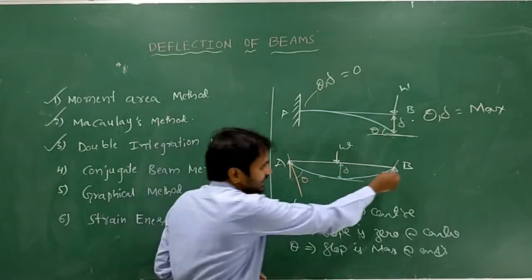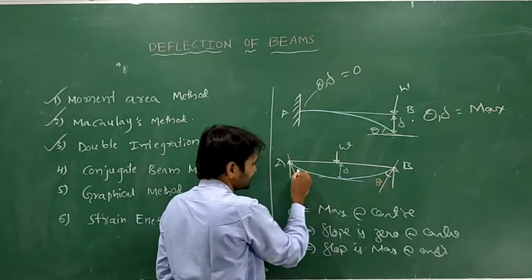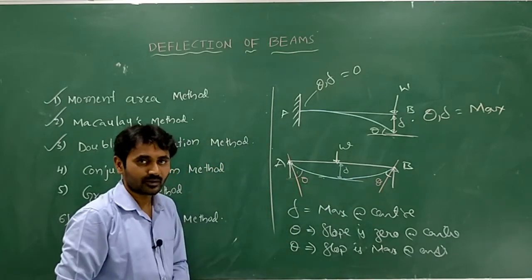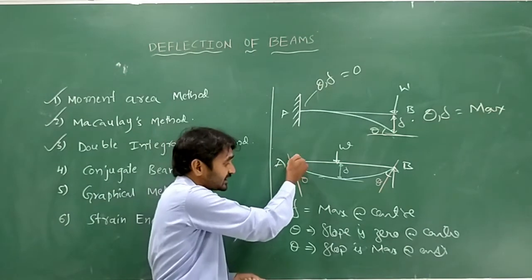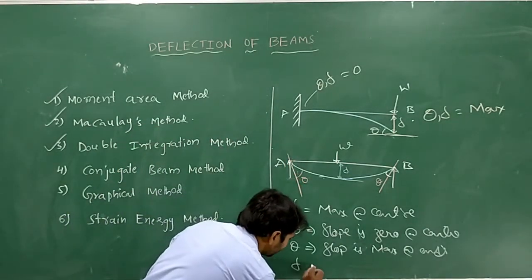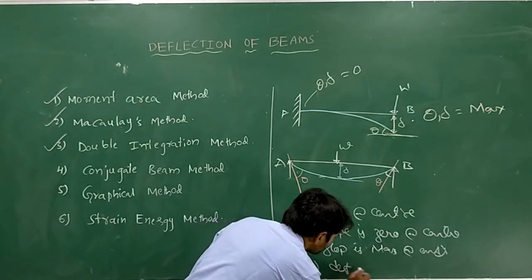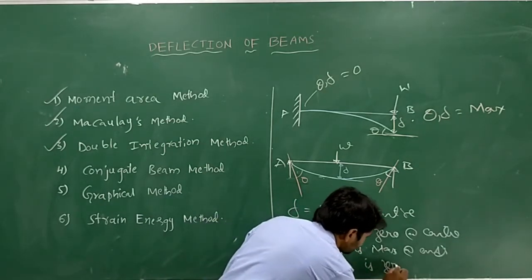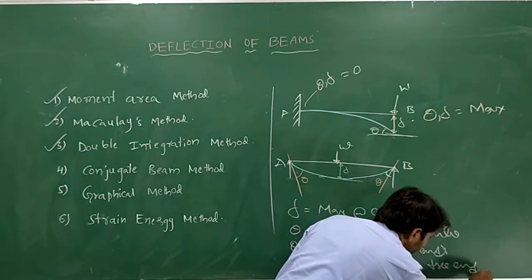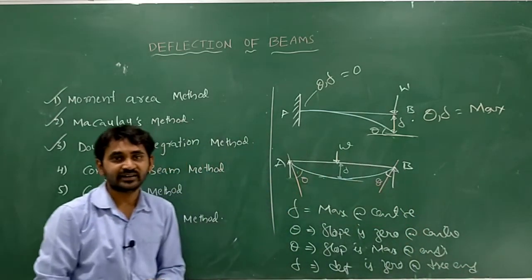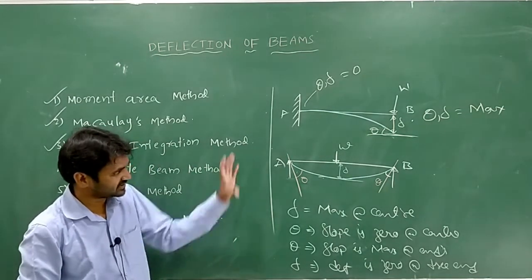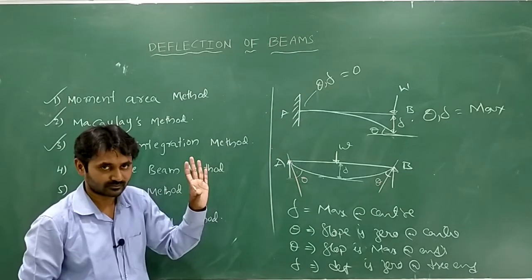It means at this end and this end you will get the value of theta. So you are getting maximum amount of slope. But what about the deflection over here? There the deflection is 0. Deflection is 0 at the ends. So this is the major difference between these two.